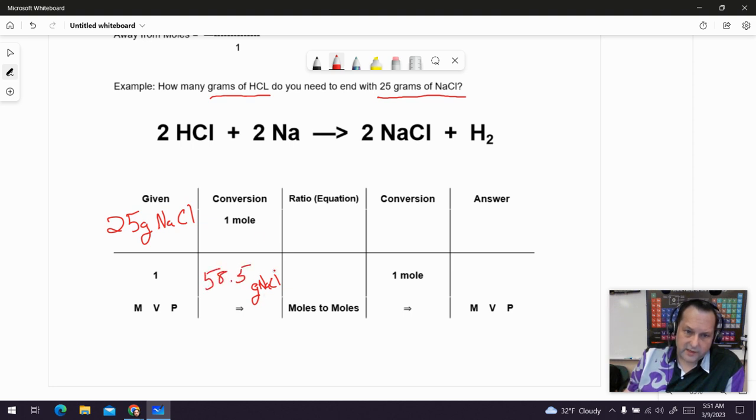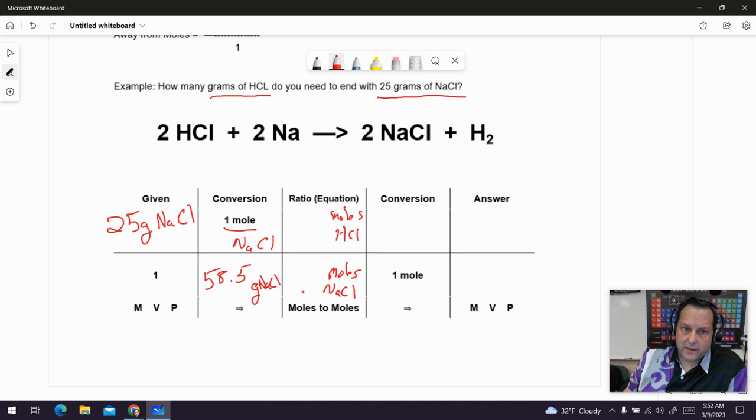58.5 grams of NaCl for 1 mole of NaCl. So at this point, I have moles of NaCl up here, so I'm going to put it down here. What am I looking for? I'm looking for hydrochloric acid. So I'm going to put the HCl on top, and I'm going to put moles of HCl.